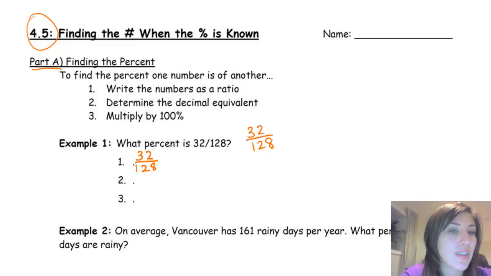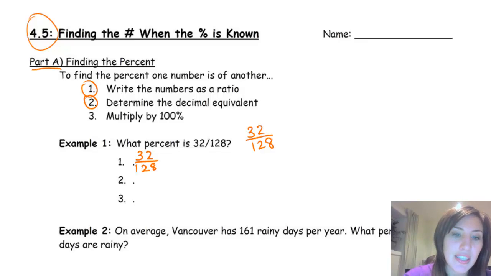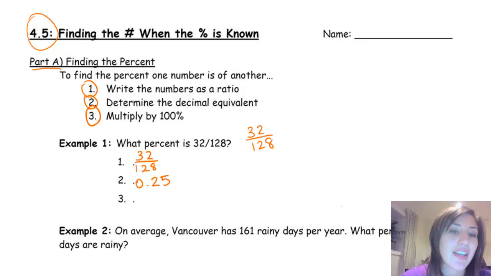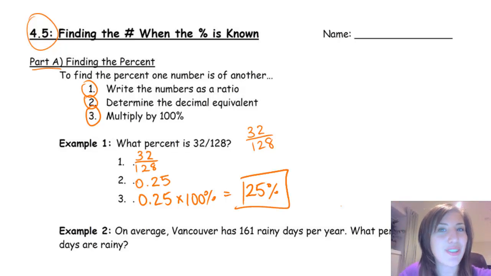Step 2, determine the decimal equivalent. If you plug that into your calculator, then you will get a decimal of 0.25. And then step 3, multiply by 100%. So 0.25 times 100% will give us 25%. So 32 divided by 128 is 25%.